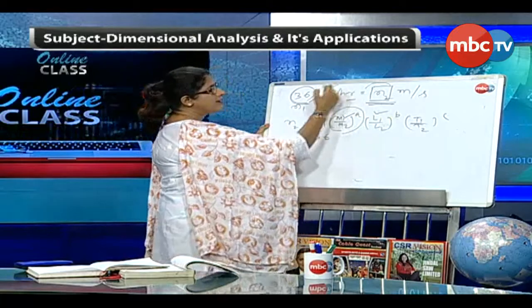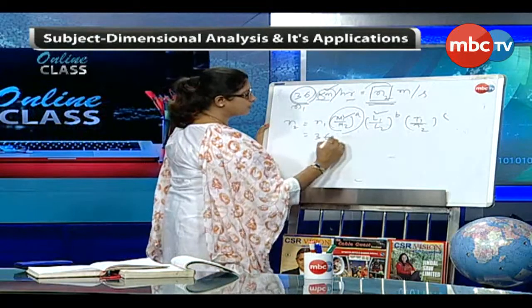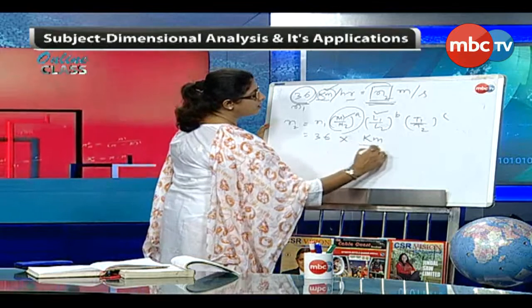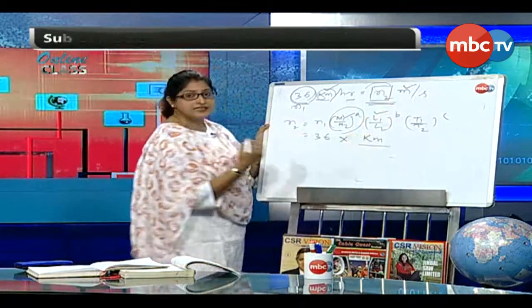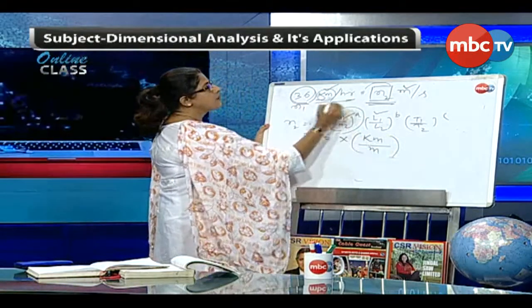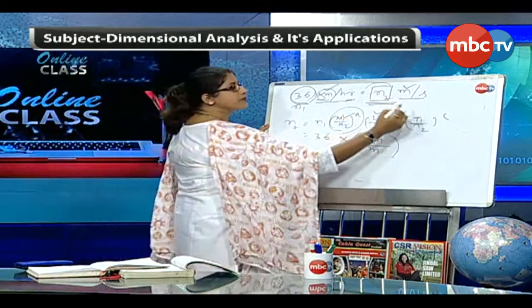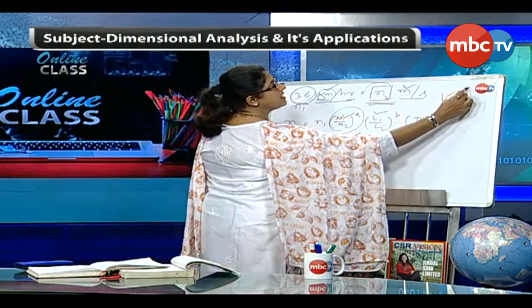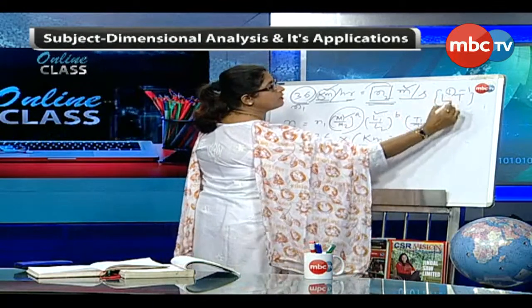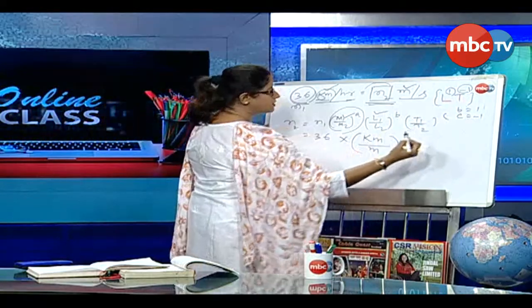Then length. In the first system of units it is kilometer, so 36 multiplied with kilometer, and in the second system it is meter, raised to the power, for kilometer per hour or meter per second. What is the dimension? This is the unit of speed. Its dimension is LT minus 1, L raised to 1. So the value of B is equal to 1, and the value of C is equal to minus 1.